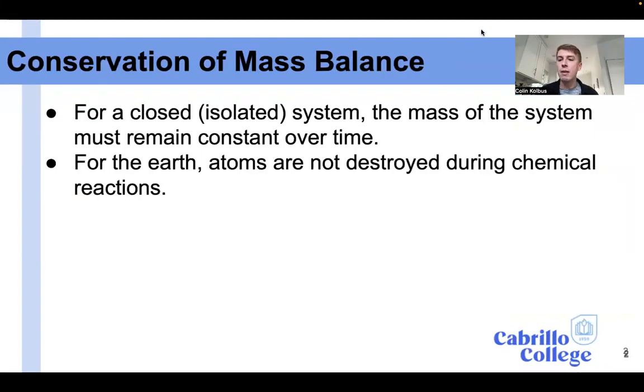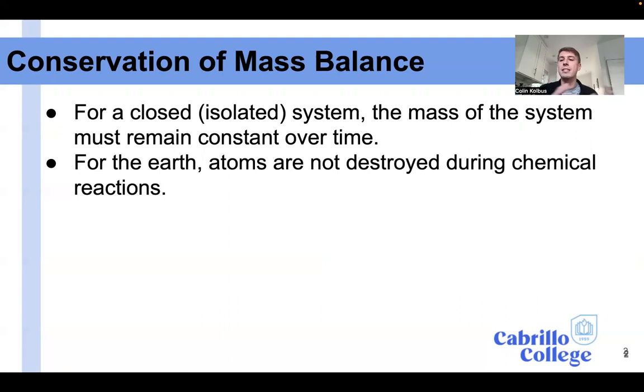So the mass balance, or the environmental mass balance, is a very deceptively simple principle: mass is conserved in a closed system. A closed system is isolated. There's no physical inputs or outputs, so the mass inside that system remains constant. And for the Earth, if we treat the Earth as a closed or isolated system, there's not a ton of meteoric inputs of mass. So the matter on Earth is pretty constant. Atoms are not destroyed during chemical reactions, and so the amount of mass that we have on Earth is pretty constant.